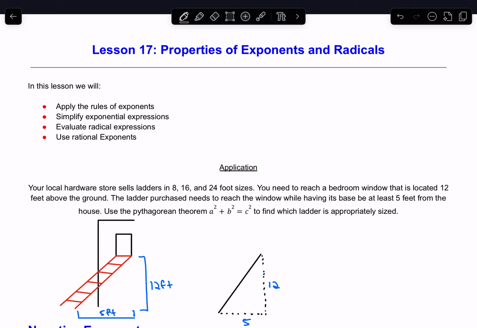Welcome back, students, for lesson 17, which is properties of exponents and radicals. In this lesson, we are going to be applying the rules of exponents, simplifying exponential equations and expressions, just expressions, evaluate radical expressions, and use rational exponents.